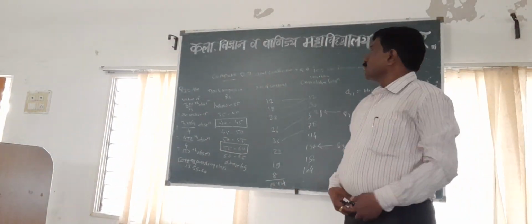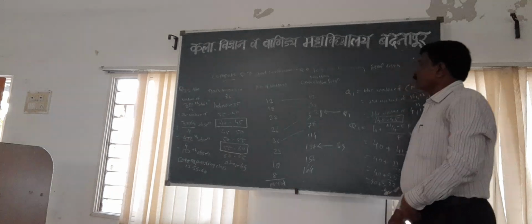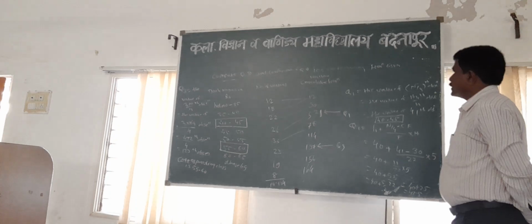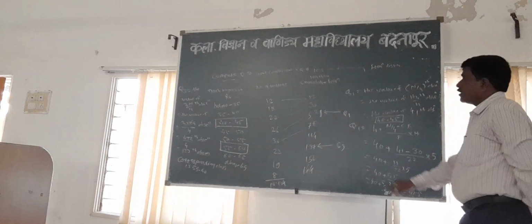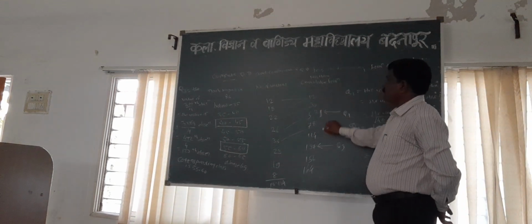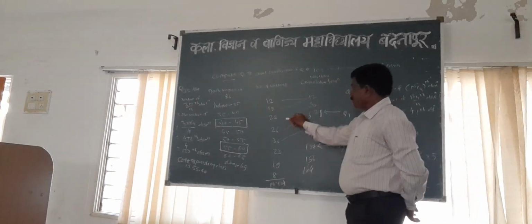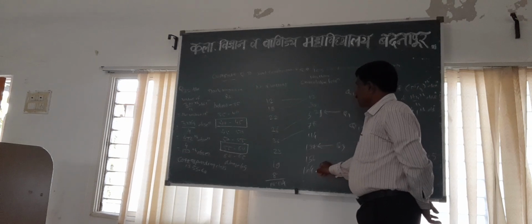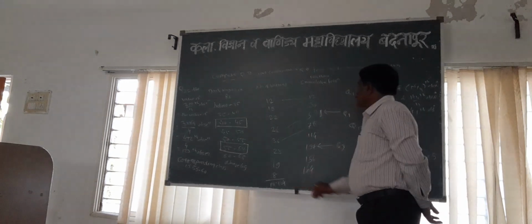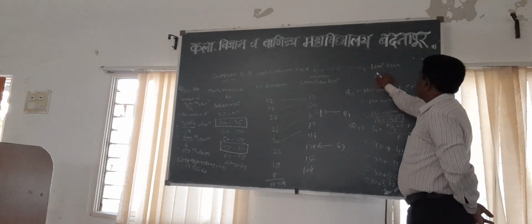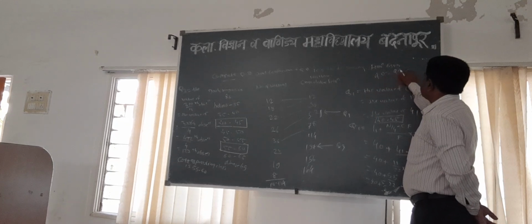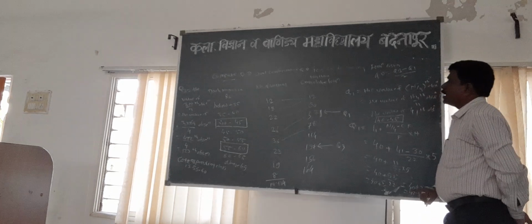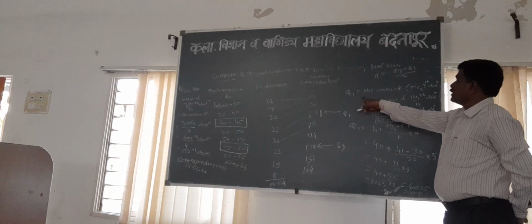Good afternoon. We solve the quartile deviation example for a continuous frequency distribution. In this example, first we find the less than cumulative frequency, and the total number of frequencies is 164. Quartile deviation is the difference between the third quartile and the first quartile, divided by 2.